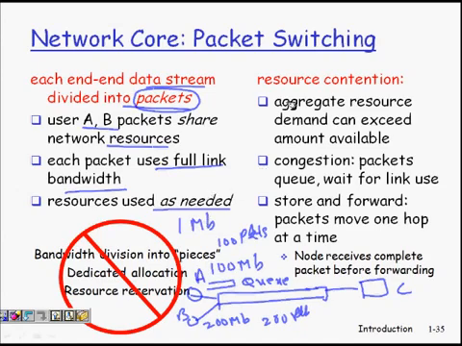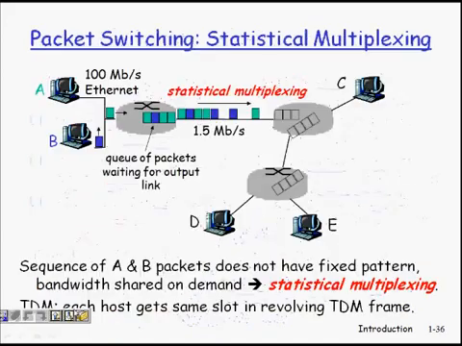So this is the good thing about it, but nothing comes without cons. So these are the pros. The con is resource contention. If both of them have data to send, then you will have contention. Both of them will fight for this link. The aggregate resource demand can exceed the capacity, and there might be congestion. Both are sending packets because no one is stopping them, so the queue might become full. And one more important thing is it uses store and forward. We will look at the meaning of this one.